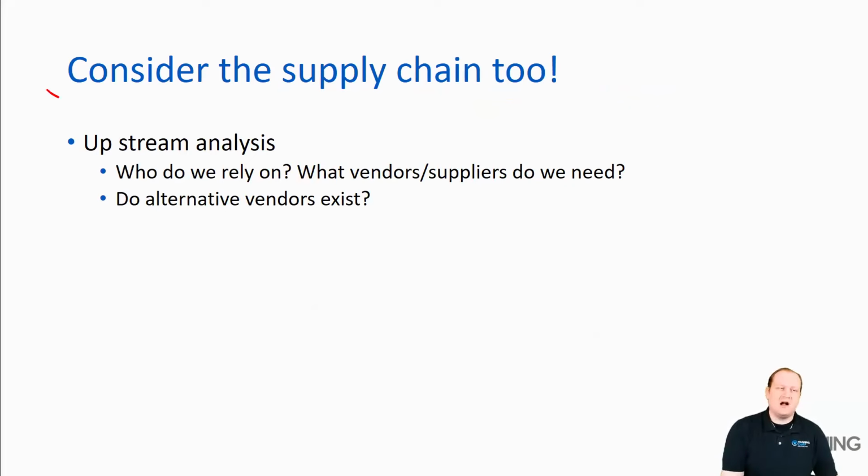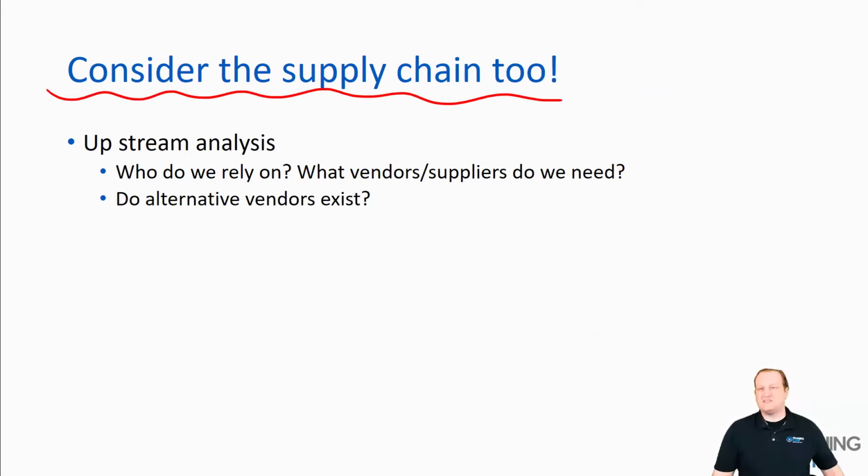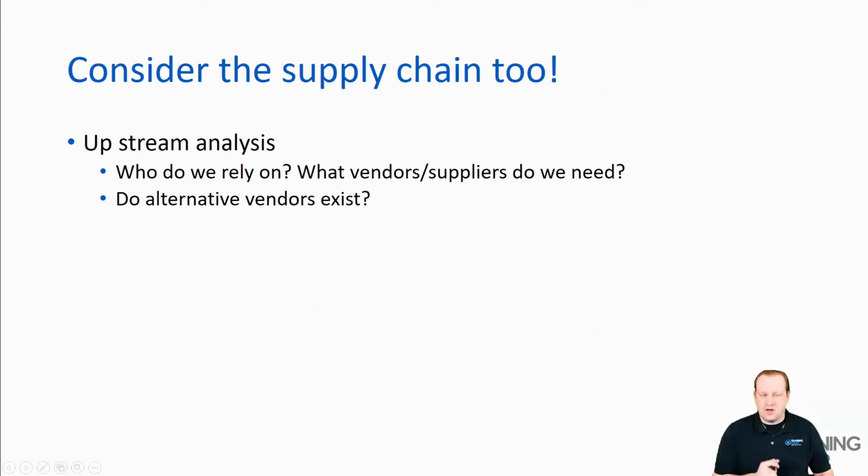We also need to be cognizant of our supply chain. Supply chain risks are numerous and often overlooked. We need to do an upstream analysis. Who are we relying on? Who are our vendors? Who are our suppliers? Do alternative vendors exist? Are they acceptable? We've got to do an upstream analysis.